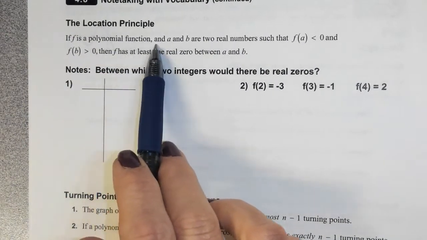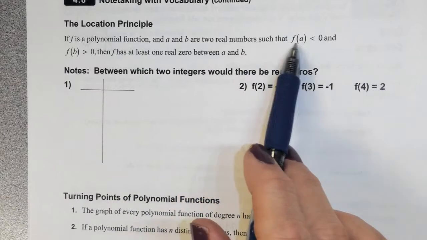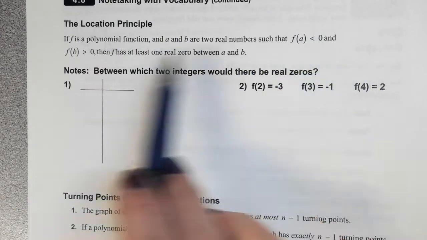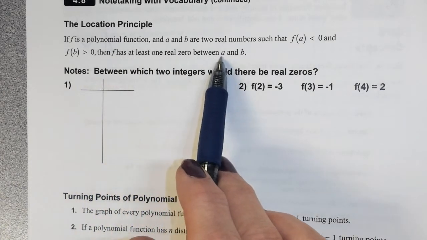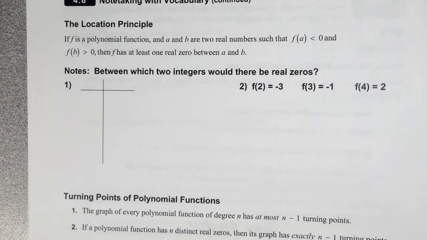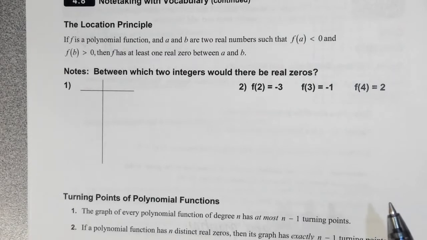If f is a polynomial function and a and b are two real numbers such that f of a is less than 0 and f of b is greater than 0, then f has at least one real 0 between a and b. That's a little confusing. What are we talking about here?